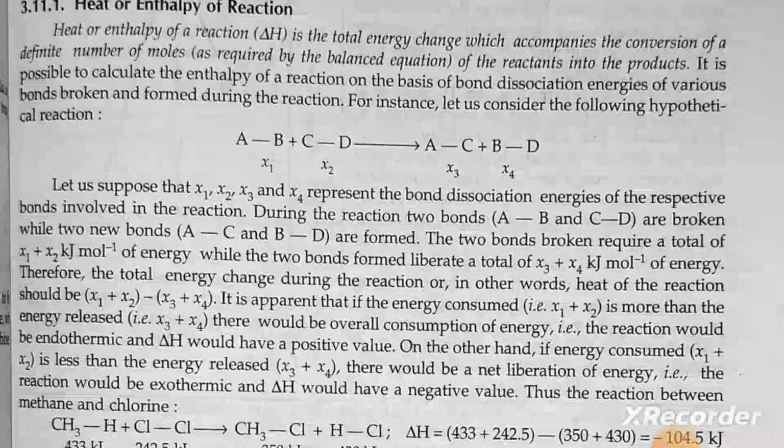Heat or enthalpy of reaction, delta H, is the total energy change which accompanies the conversion of a definite number of moles, as required by the balanced equation, of the reactants into the products. It is possible to calculate the enthalpy of a reaction on the basis of bond dissociation energies of various bonds broken and formed during the reaction. For instance, let us consider the following hypothetical reaction: A-B plus C-D gives rise to A-C plus B-D.